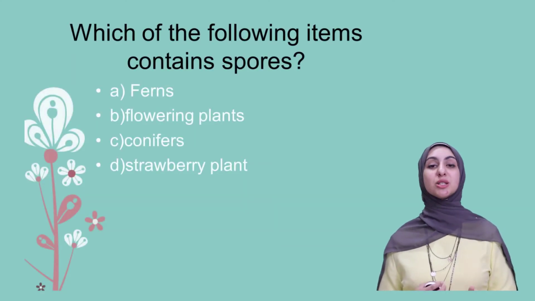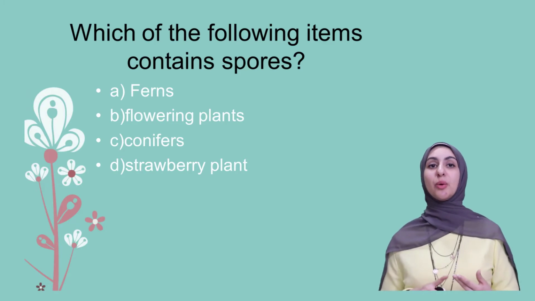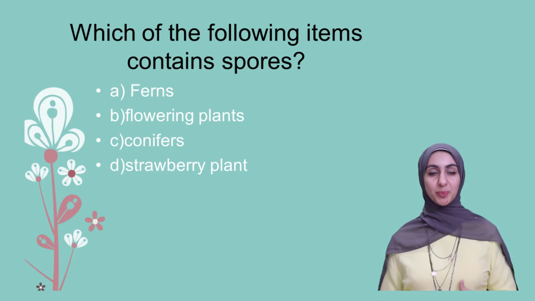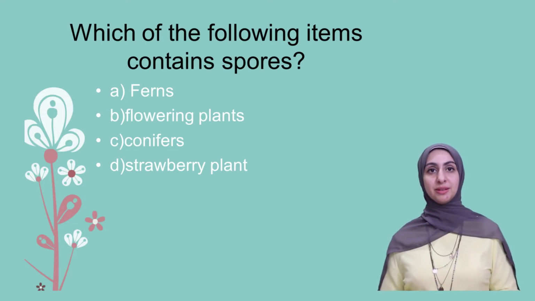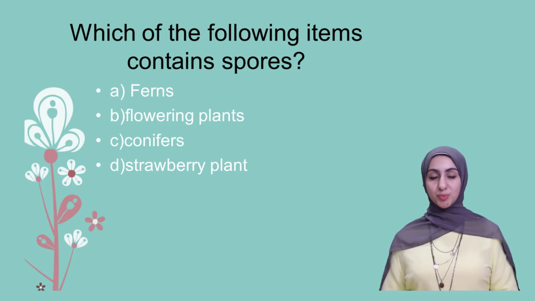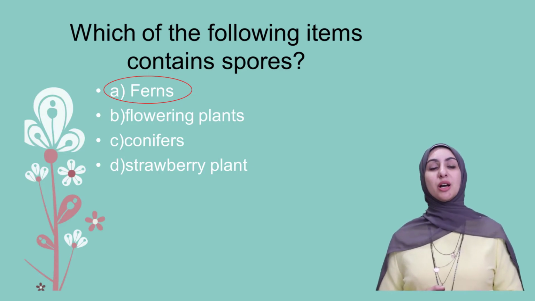Question 1. Which of the following items contains spores? Ferns, flowering plants, conifers, strawberry plants. Yes, only ferns which have spores. So the correct answer is A.